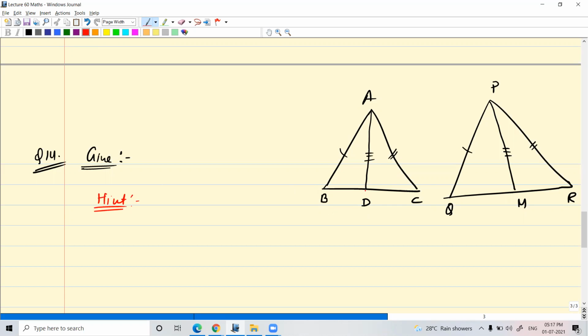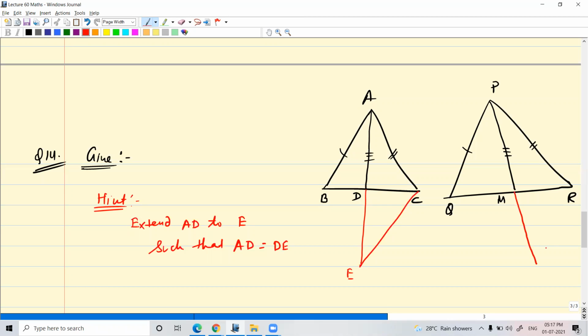So one of the ways would be to extend this side AD in such a way, let's say we extend it to this point E over here. AD and DE should be equal, extend it like that, and then join these two lines. Do the same thing here also, extend PM also to N, let's say, and join this.